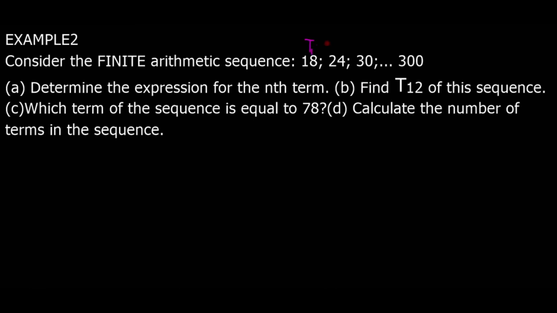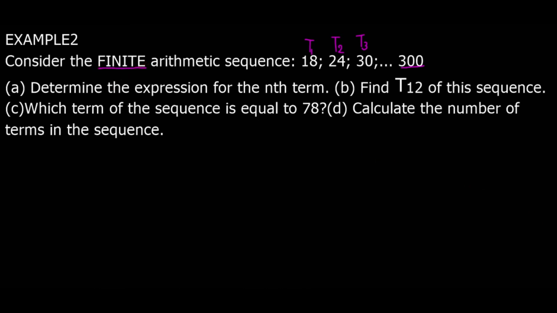This is term number 1, and this is term number 2, and this is term number 3. After term number 3, there are some other terms because of these 3 dots. And then after those terms, the last term is 300. After 300, there are no more terms to add because this is a finite sequence, and it ends.